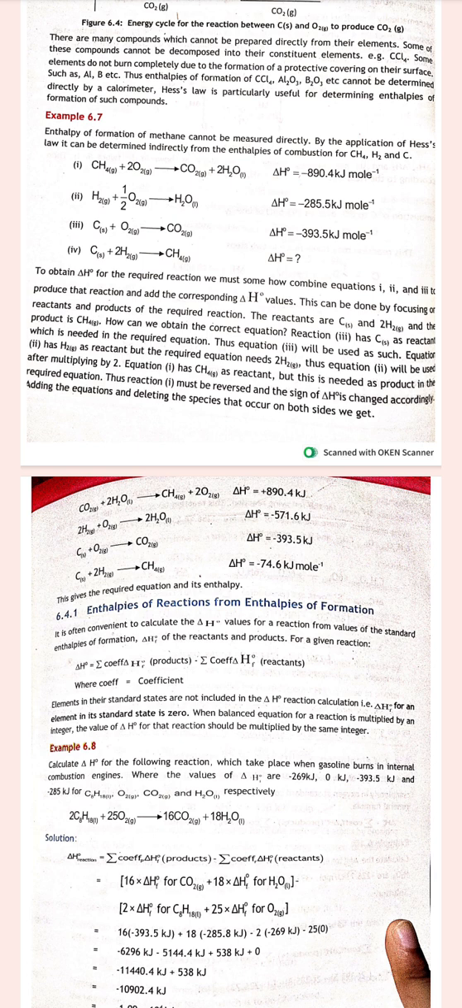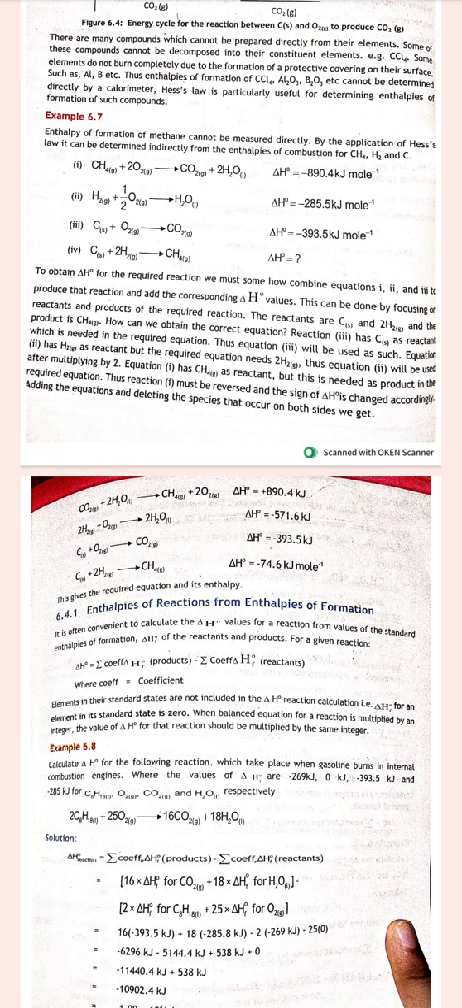carbon dioxide plus 2H2O gives us CH4 plus 2O2. Then 2H2 plus O2 gives us 2H2O. Carbon plus oxygen gives us CO2, and carbon plus 2H2 gives us CH4. So the enthalpy change will be minus 74.6 kilojoule per mole.